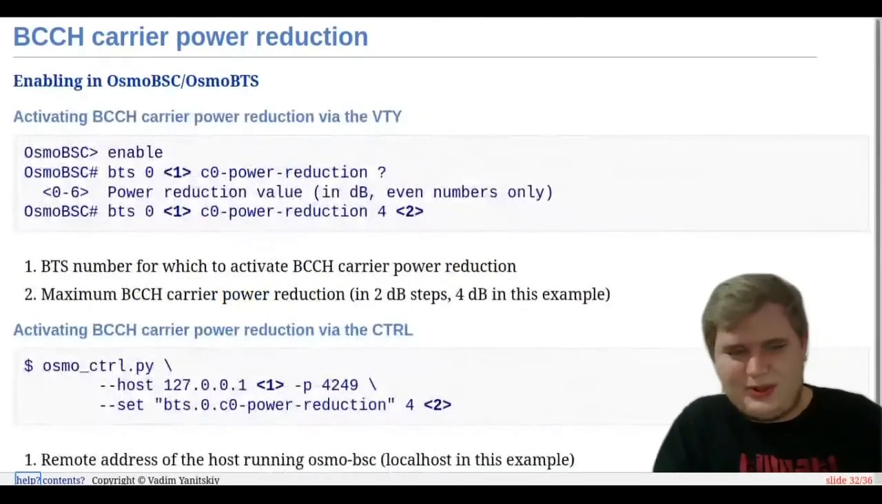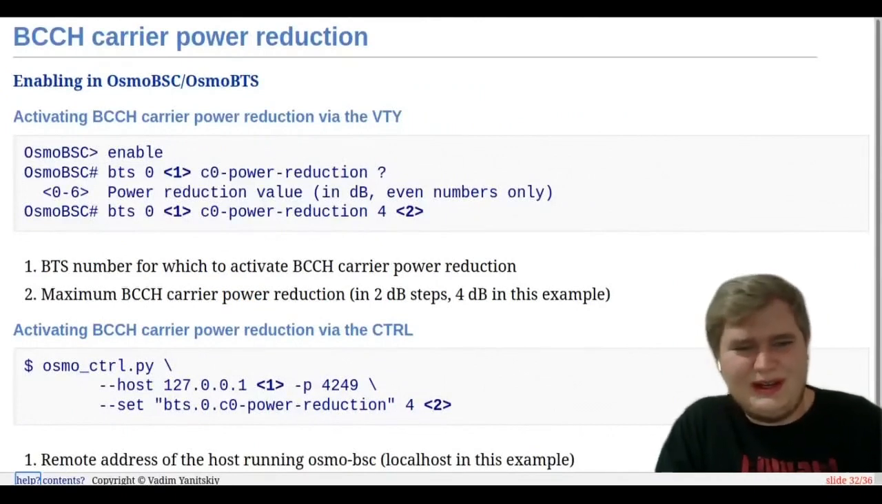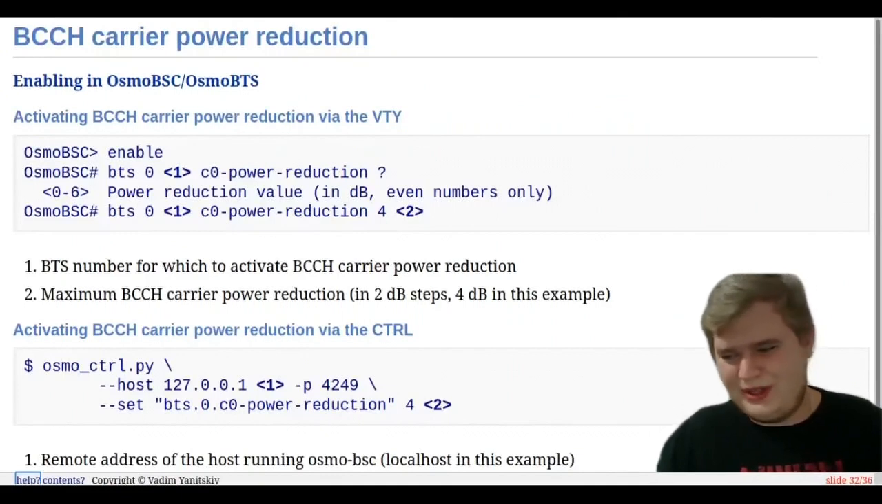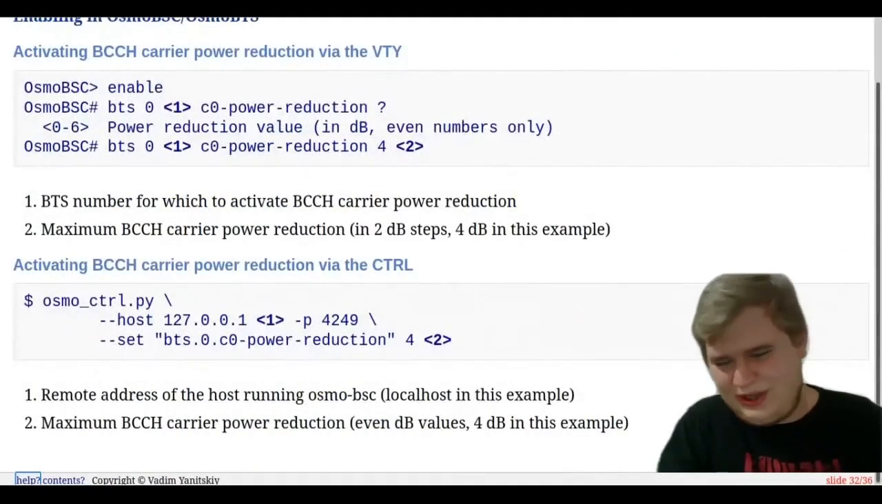This is how you can configure BCCH carrier reduction in the VTY. That's the VTY of OsmoBSC. It's basically just a maximum reduction value in 2 decibel steps, and you can also trigger it via the control interface using control commands.